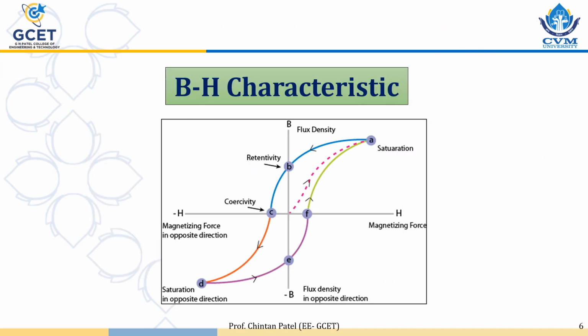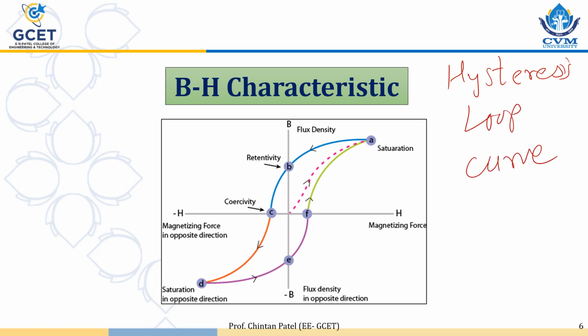Whenever there is a magnetic material, that material has one important characteristic, and that characteristic is known as BH characteristic. It is also known as hysteresis loop or hysteresis curve. So this is BH characteristic. Let's see what is BH characteristic.